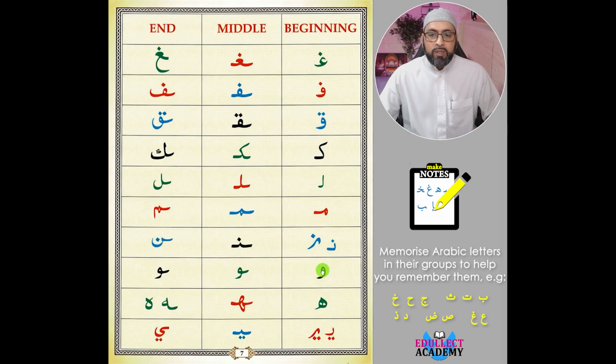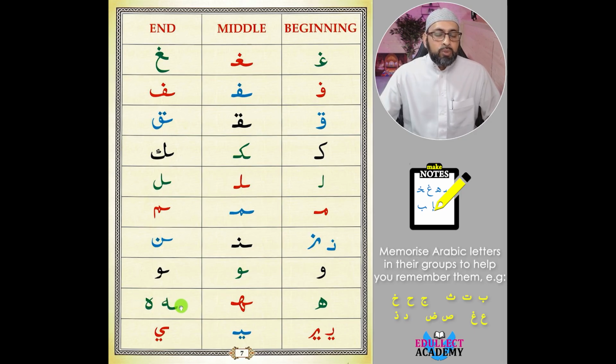Waw is identical, waw in the beginning, middle and end. Ha is identical at the beginning. The middle is, you've got a stretched version of this, which is in the middle, and at the end it appears in these two forms.